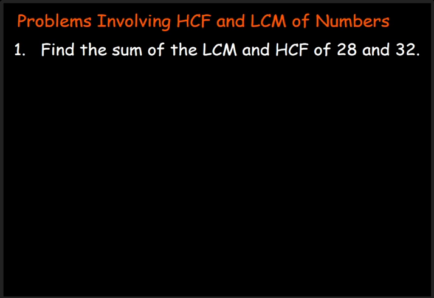Find the sum of the LCM and HCF of 28 and 32. So let's see. Now we can decide to take them separately. We find the LCM and then we find the HCF. But we can also decide to combine the two of them together and do them using one table, one division process, to solve for the two of them.